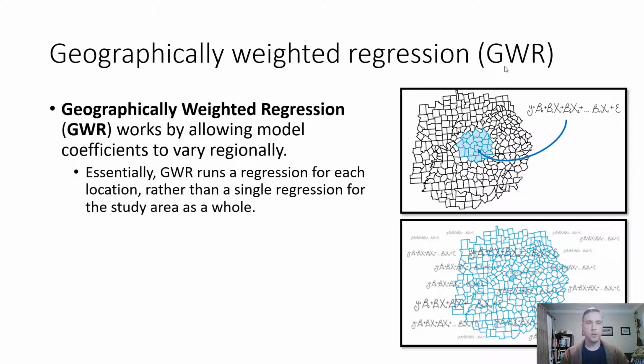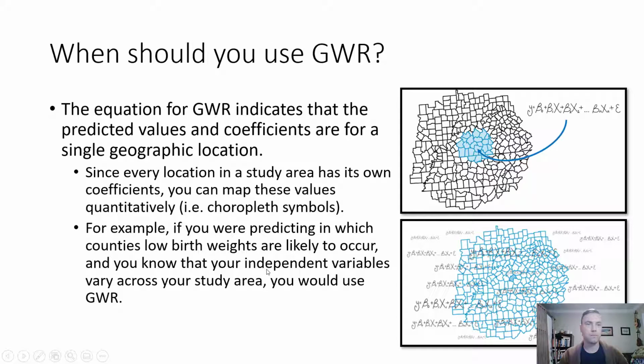GWR regression. Geographically weighted regression works by allowing model coefficients to vary regionally. As I've said, essentially GWR runs a regression for each location rather than a single regression for the entire study area. You can view it like this: if this is the study area, instead of having one single regression equation for the whole area, you would have multiple equations for every single county or city, whatever we're looking at.